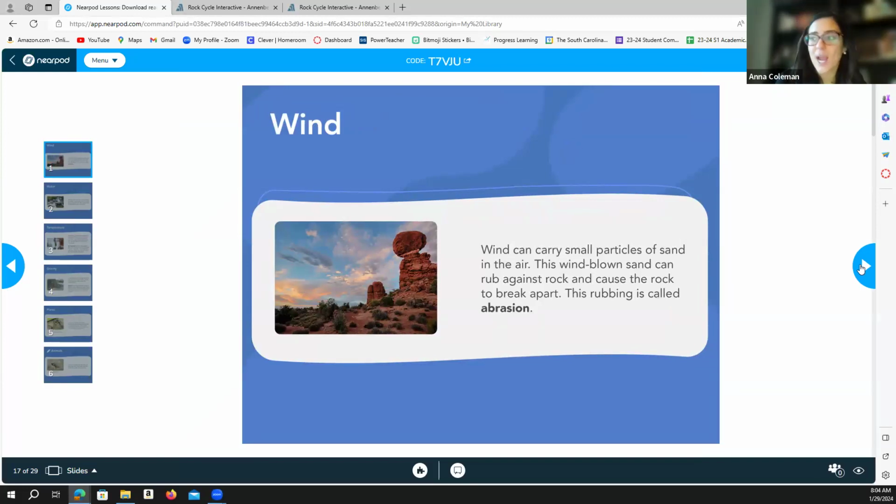So wind, right? Wind, which would be a part of erosion, can carry small particles of sand in the air. The wind-blown sand can rub against rock and cause the rock to break apart. Look at that. Okay, this rubbing is called abrasion.